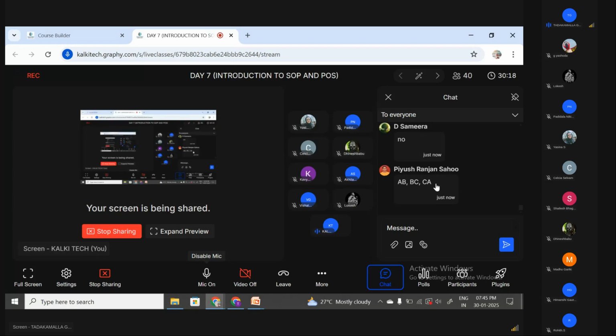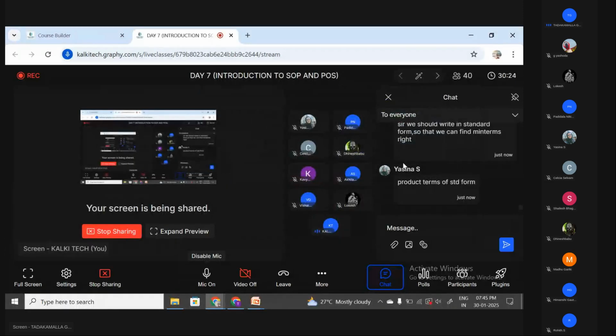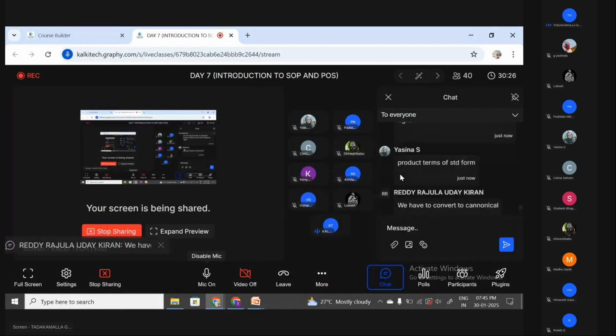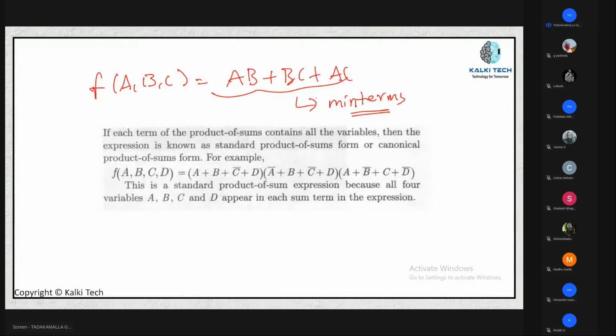No, we cannot write the minterms from the normal form. Minterms can be written from the canonical or standard form. If it is not in the canonical form, we have to convert it into canonical form, and only then can we write the minterms. If it is not in the canonical or standard form, we cannot write the minterms. You can see this in the definition also.